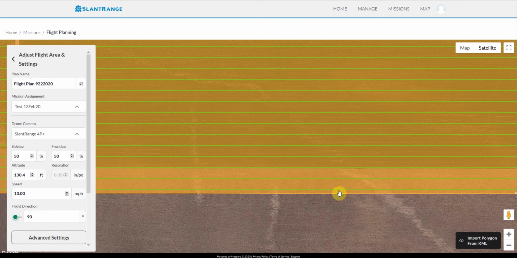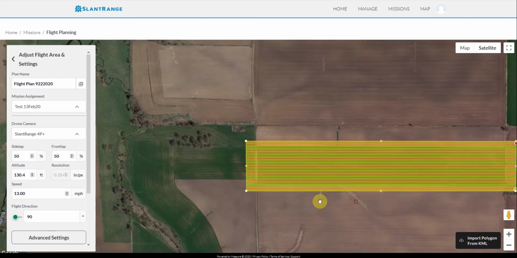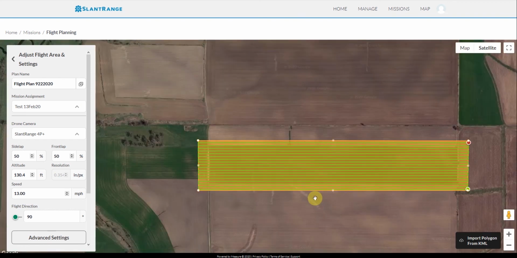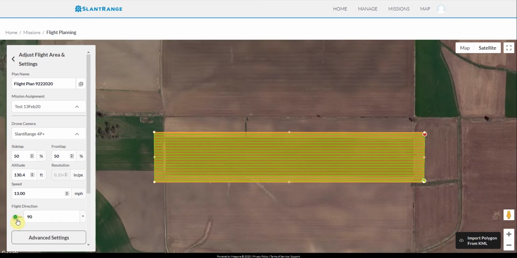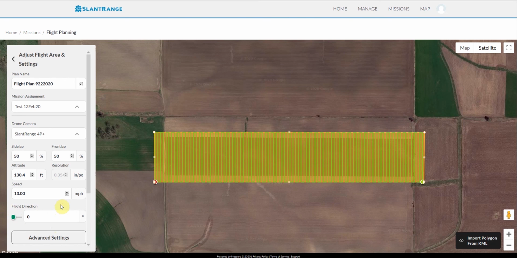And number 3, we want to minimize turns during the data collection by flying with the long leg of the field. For instance, we would not want to fly this field north to south, which would dramatically increase the amount of turns the copter would have to take during this data collection.